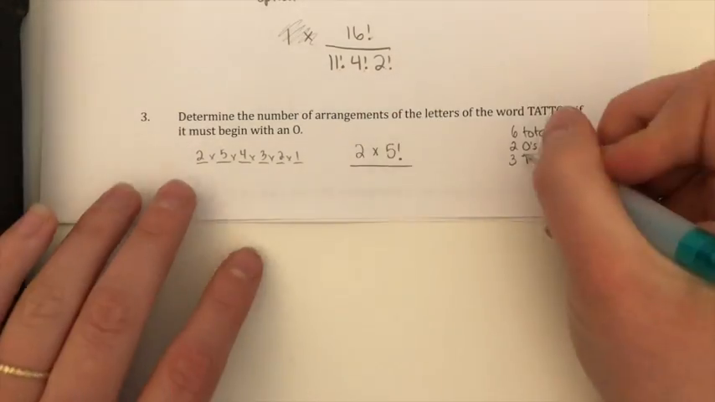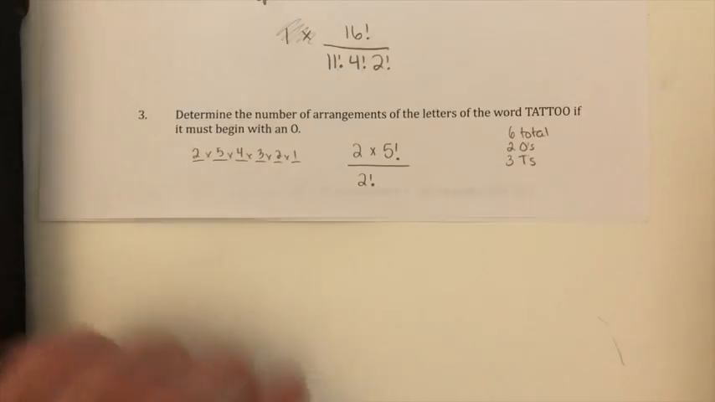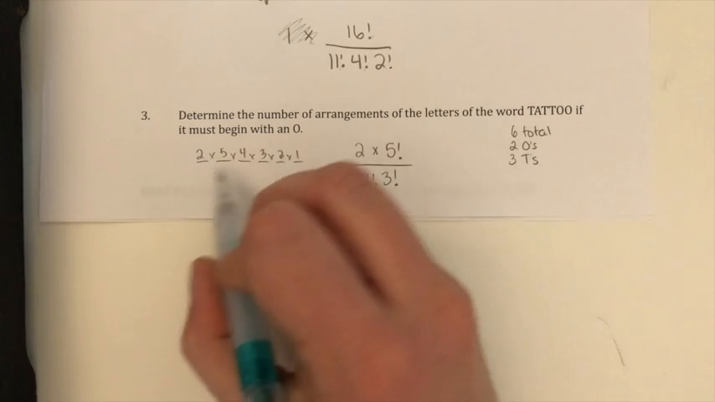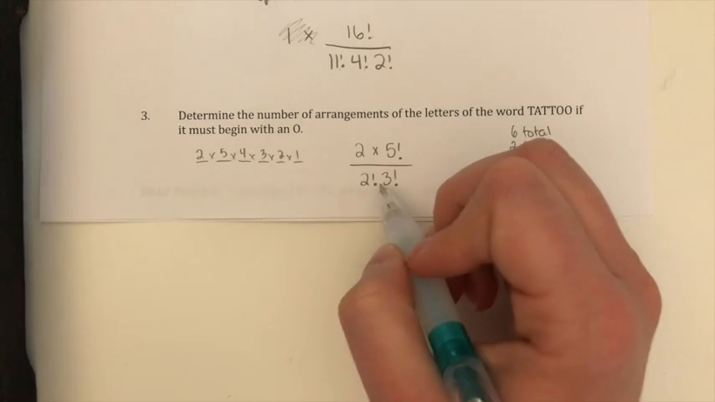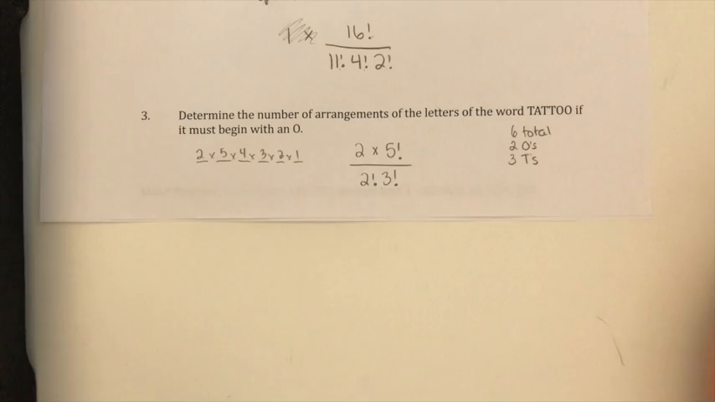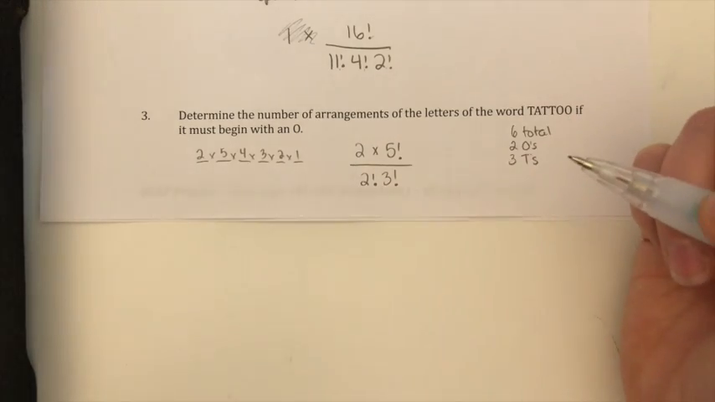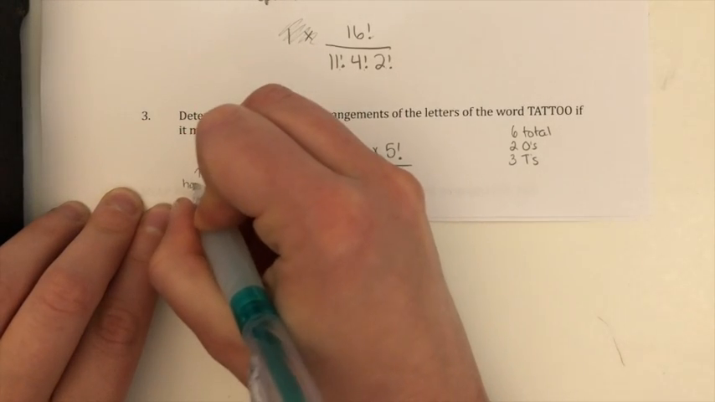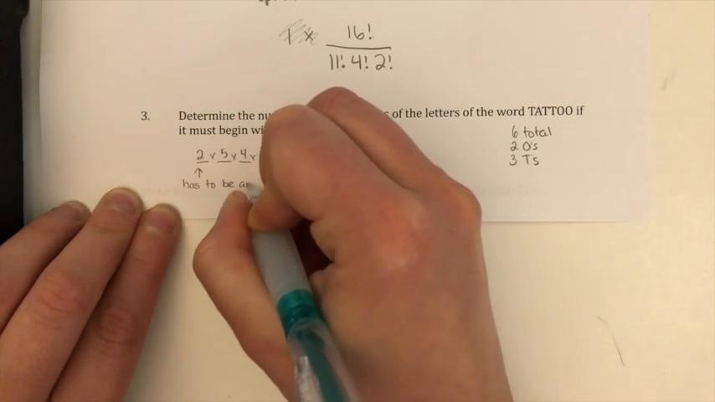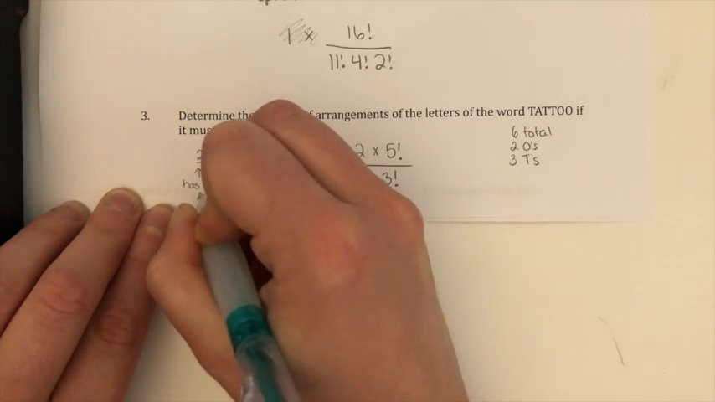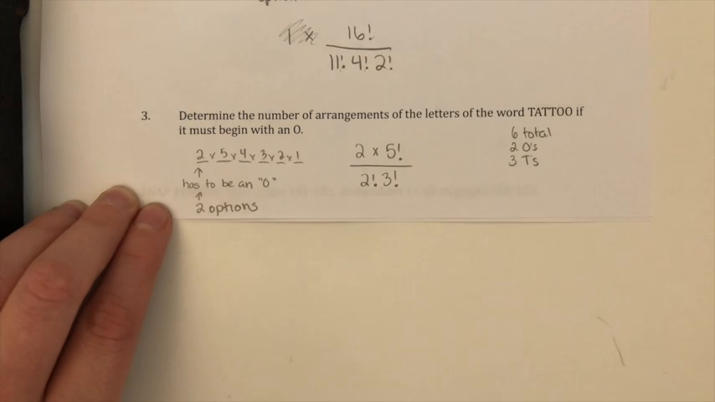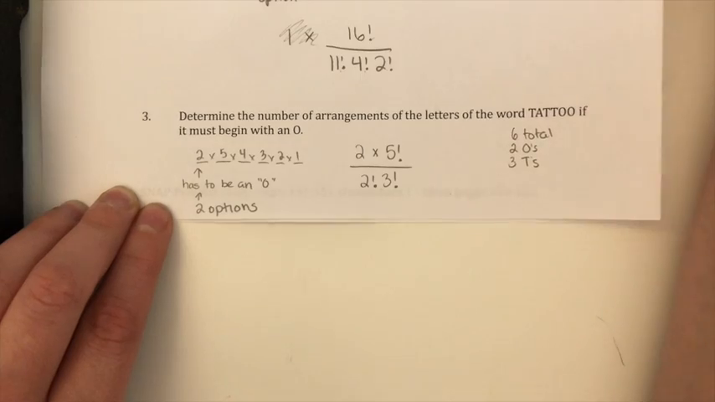Because we have repetitions, we need to divide by the fact that there's 2 O's and 3 T's. So I like to think about it as normal with whatever constraints there are, and then always just divide by our factorial of repetitions. Okay, so this one, again, if you want to make a note, has to be an O. So it's a 2 because there's 2 options for that. There's 2 different O's. And think of them as Scrabble tiles.